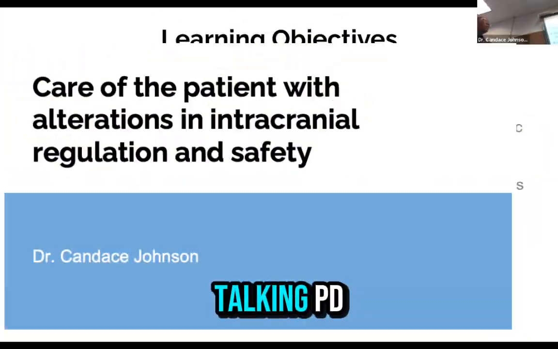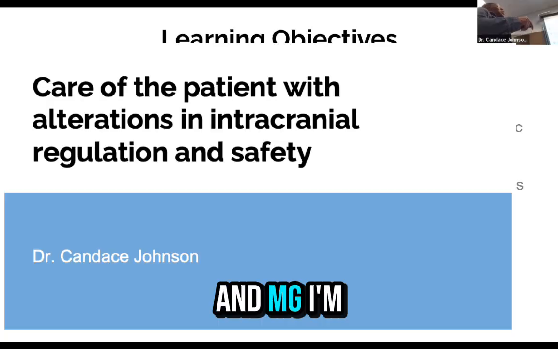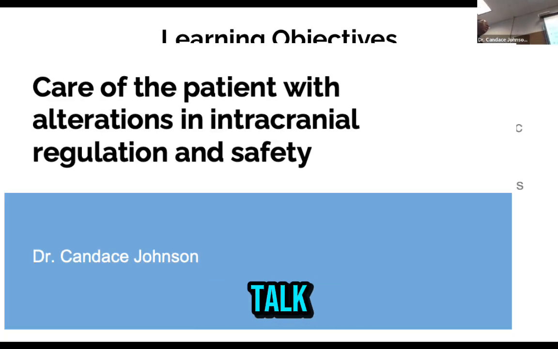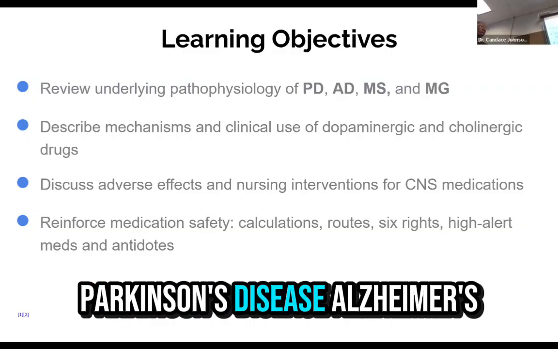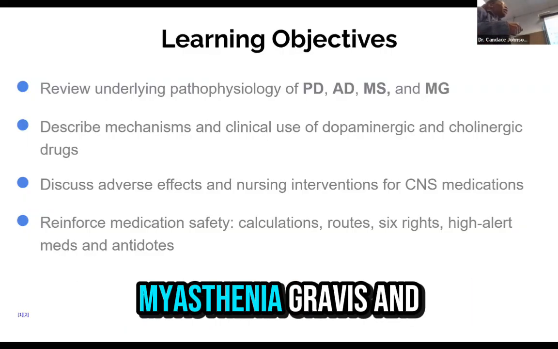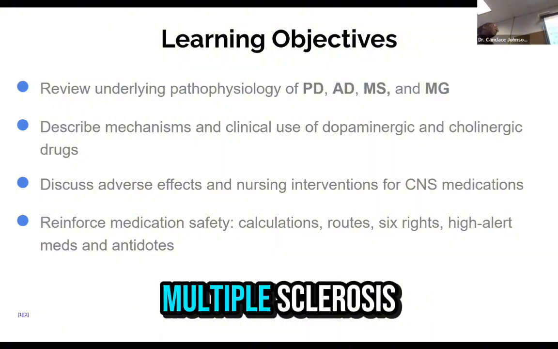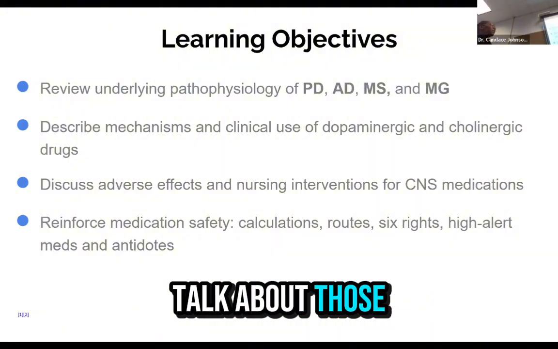All right, but today we're talking PD, AD, MS, and MG. I'm hoping by the end of this talk, you will know what those acronyms mean. Parkinson's disease, Alzheimer's disease, myasthenia gravis, and multiple sclerosis. All right, we're going to talk about those today.